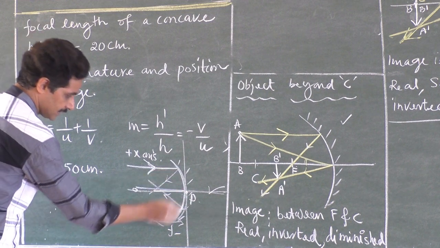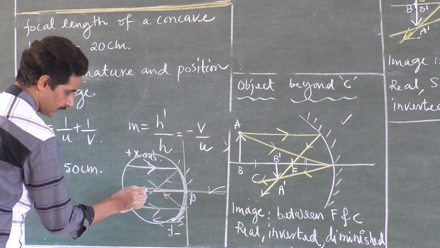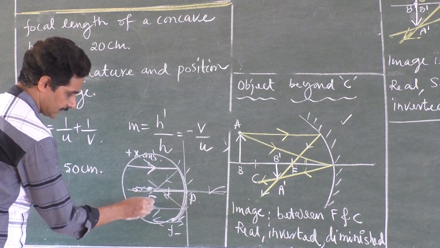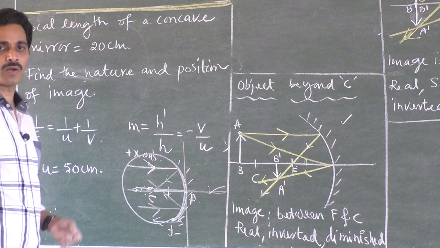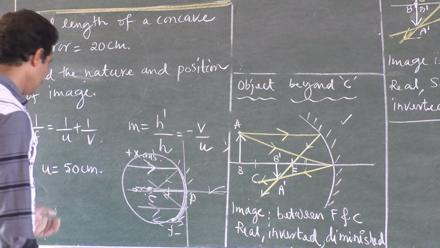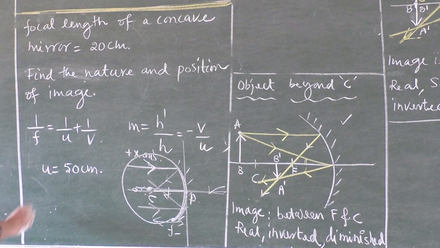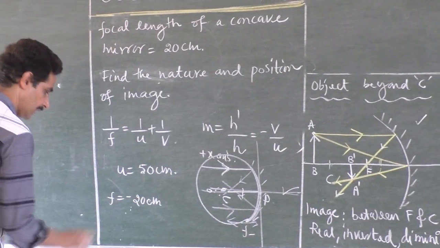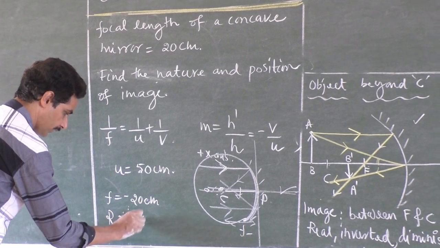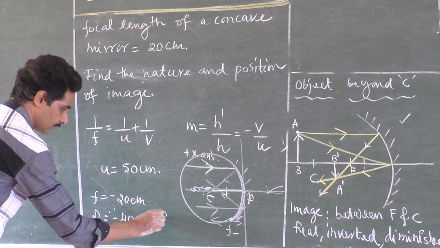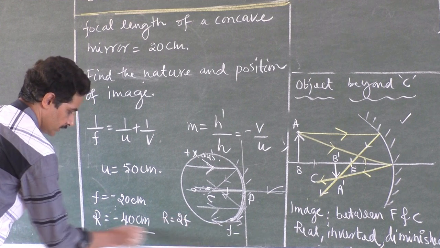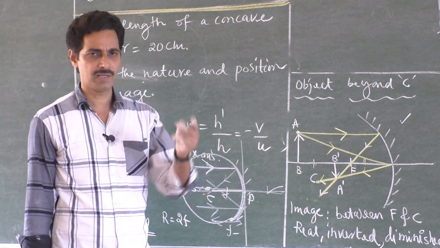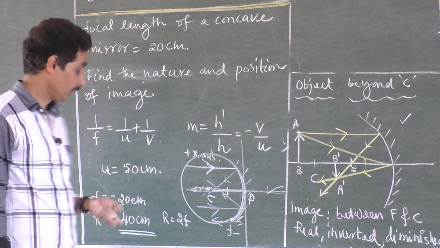The center will be here because this is part of a sphere. The center will be somewhere here. Of course, if this is the focus, this is the center. Radius is negative for a concave mirror. So, focal length, strictly, is minus 20 centimeters. And the radius is minus 40 centimeters because R is equal to 2F. So, every time you substitute in the formula, when you get the answer, plus or minus, you have to keep checking whether it is proper or not.